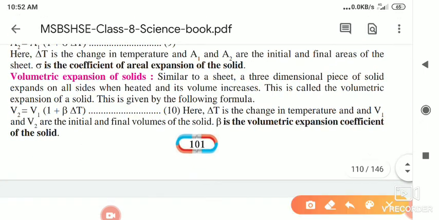V2, the final volume, is equal to V1, the initial volume, into bracket 1 plus beta.